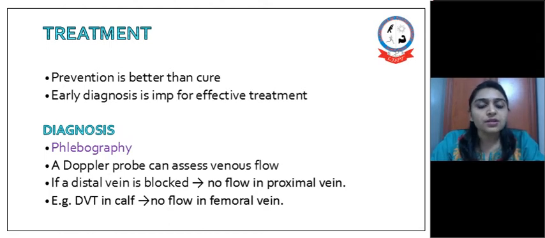The diagnosis can be clinical as well as with the use of phlebography or a Doppler probe which can assess the blood flow. With the Doppler probe, if the distal vein is blocked, we'll find no flow in the proximal vein, and that way we will be able to find out the perfect site of thrombosis.